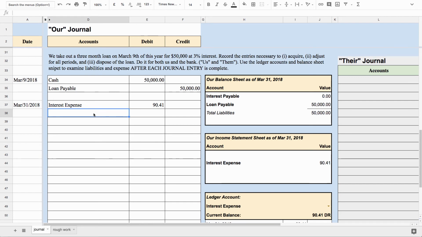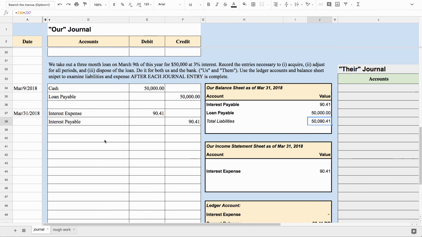We're not paying it at the end of March. We pay it on the anniversary of borrowing it, which will be April 9th. So we credit the liability. We've recorded the expense. Now we have to record the credit, or what doesn't balance. So we owe the money, but we're not paying it. And that's what it looks like. So let's examine our statements now. So our interest expense so far, as of the end of March, is $90.41. Right? Our interest payable is $90.41 plus the loan payable of $50,000 makes this our total liabilities.